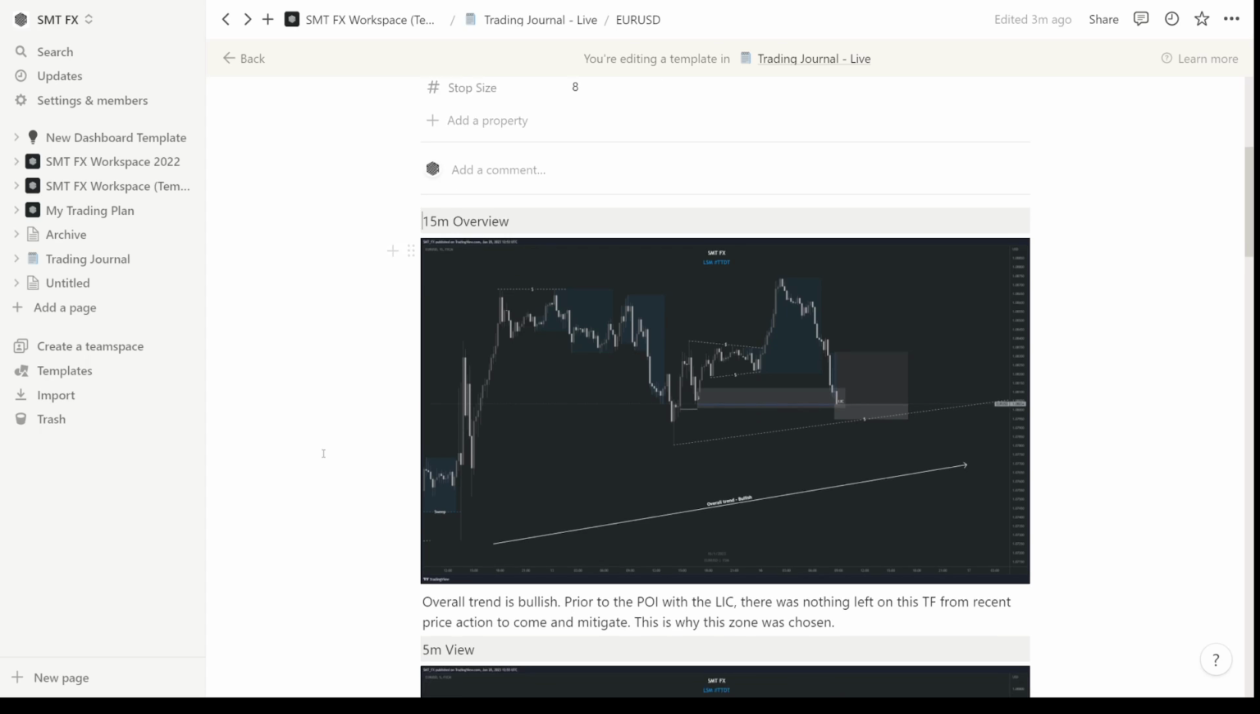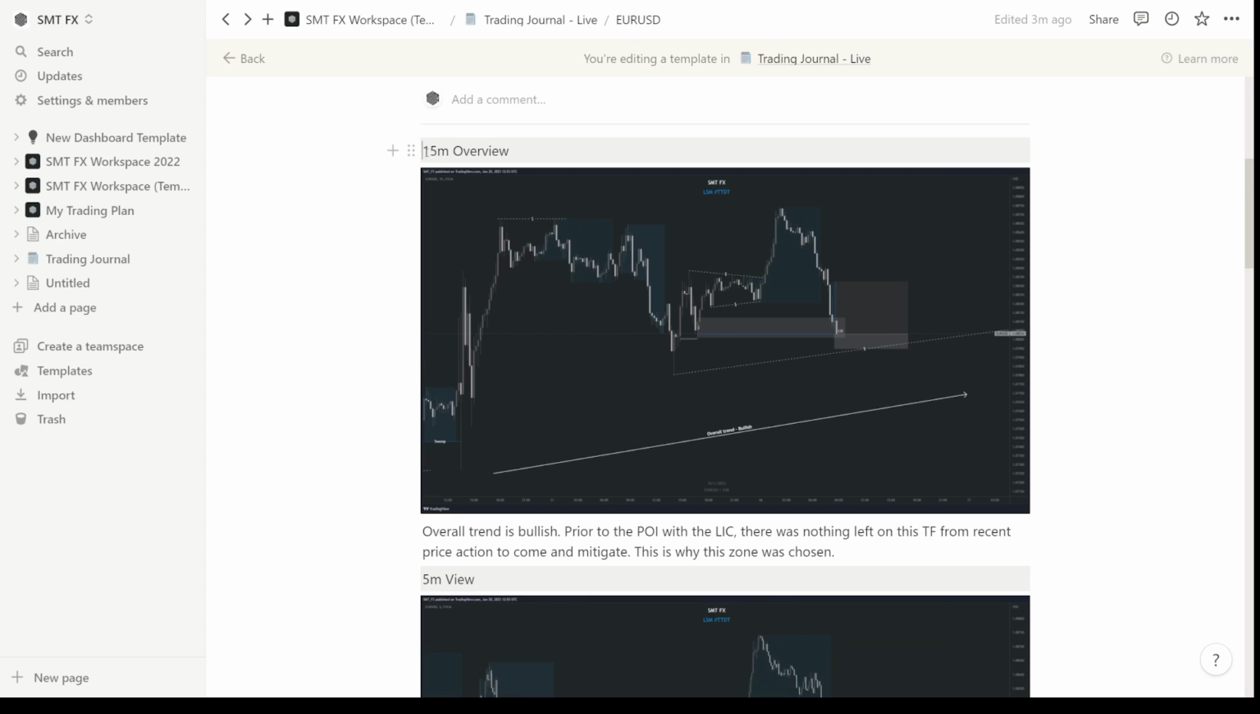Okay, so as we've got here, I've got the overall view on the 15 minute. My notes are: overall trend is bullish. Prior to the POI with the lick, there was nothing left on this time frame from recent price action to come back and mitigate. So this was the overall view for this trade here.